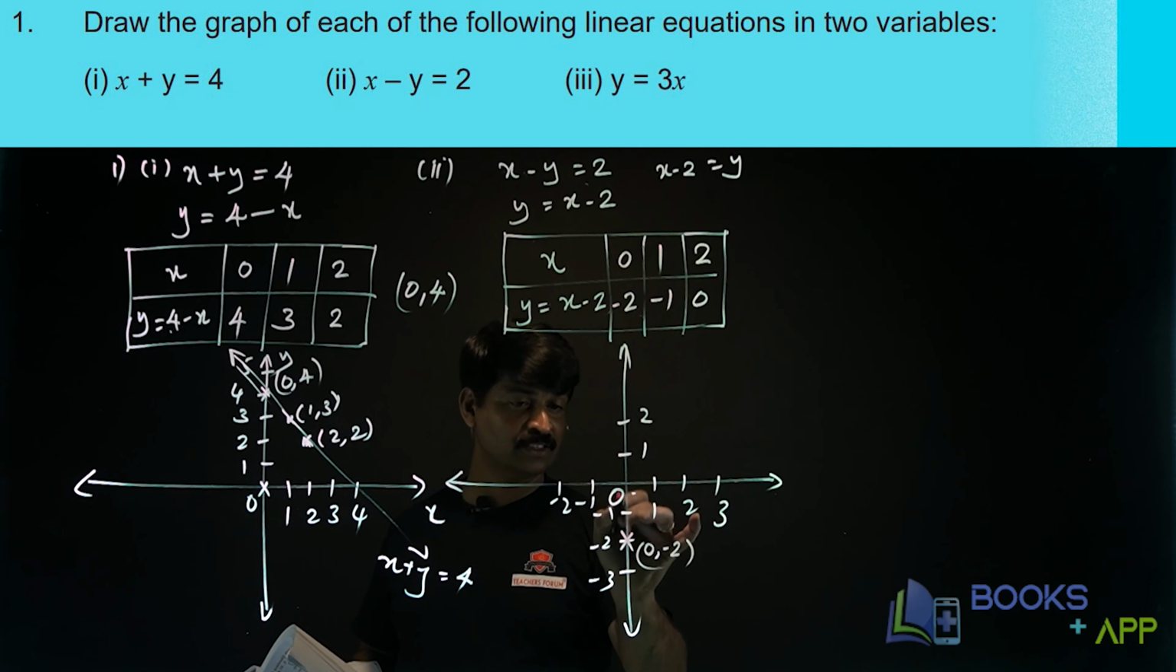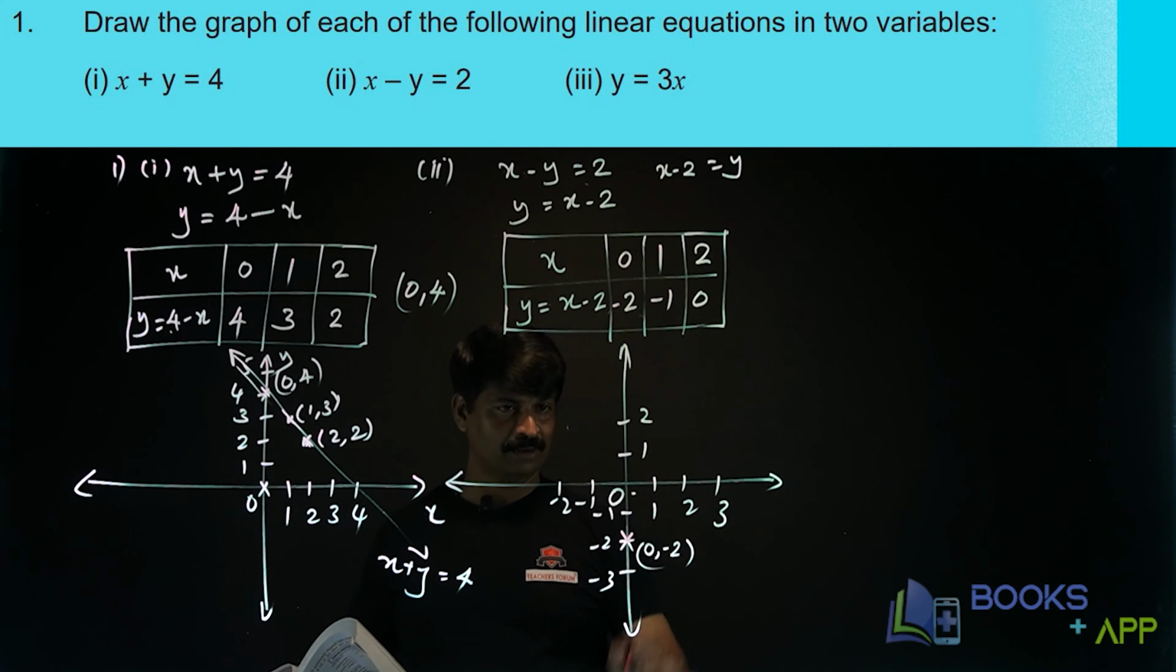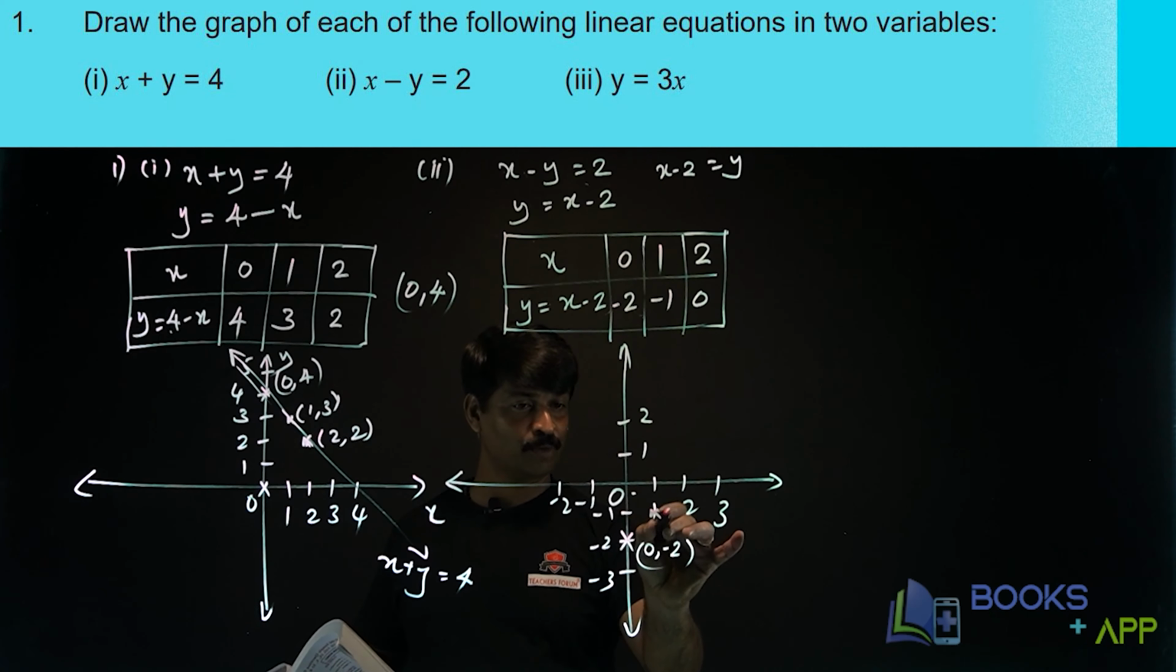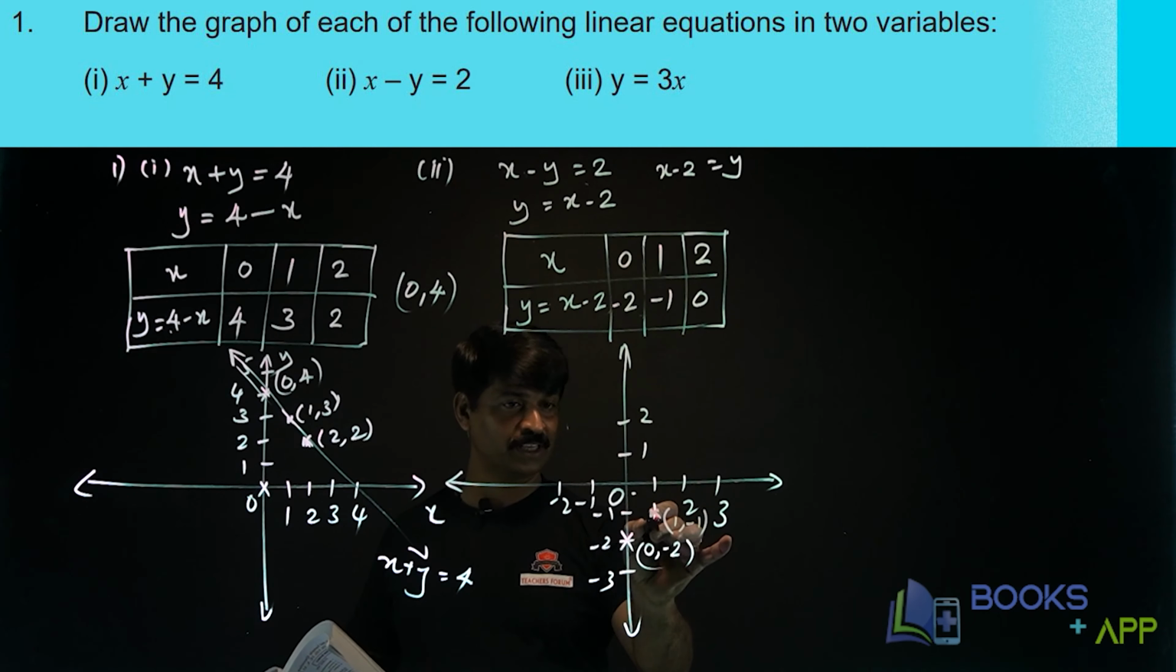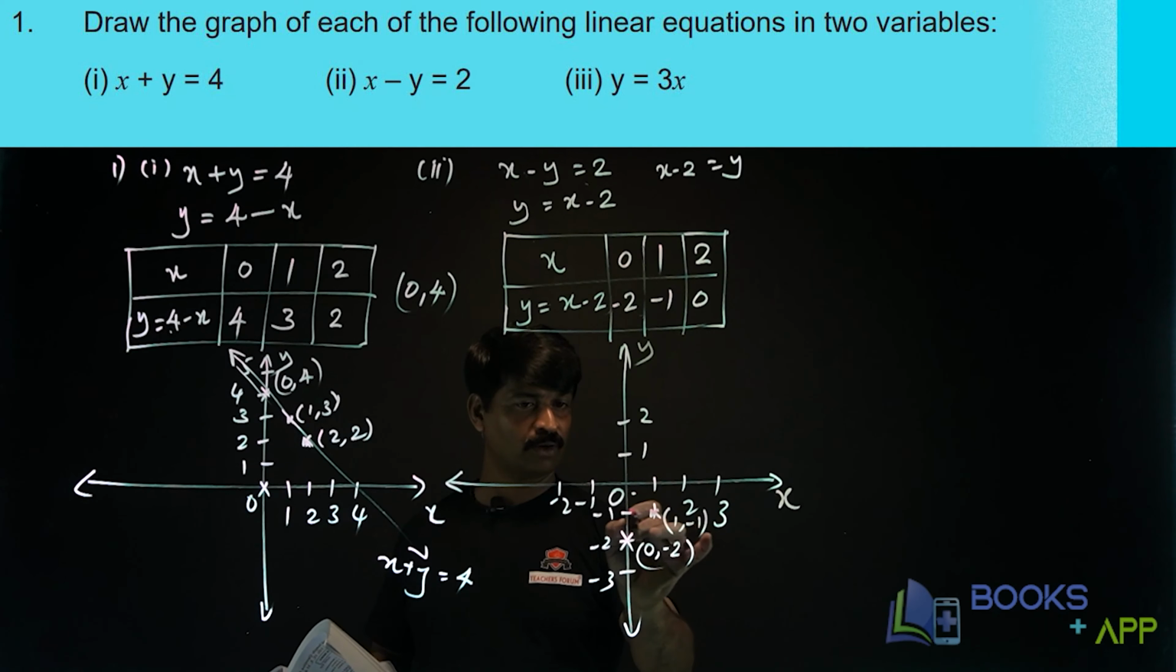Here the x coordinate is 0, the y coordinate is minus 2. Now 1, minus 1. On the x-axis it is 1, on the y-axis it is minus 1. So this is the point that represents 1, minus 1. You see, this is the x-axis, this is the y-axis. On the x-axis it is 1, on the y-axis it is minus 1. So this is the point.